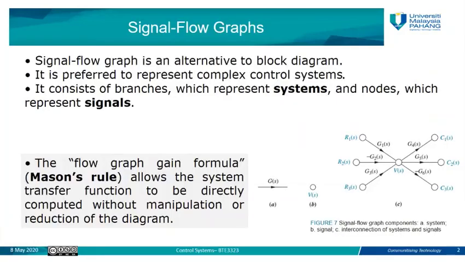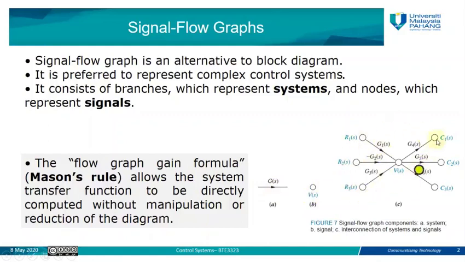In this video, we are going to focus more on signal flow graph as another method to represent the control system, which is preferred to represent complicated or complex control systems. Usually, a signal flow graph consists of branches that represent systems and nodes which represent the signals. As we can see here, these are the branches which represent the system and the nodes which represent the signals. There will be interconnection between these nodes and branches.